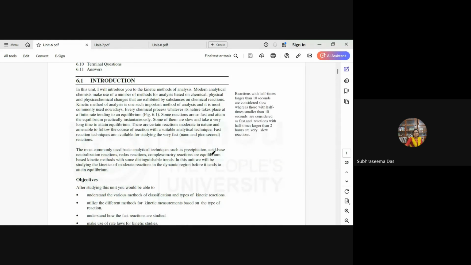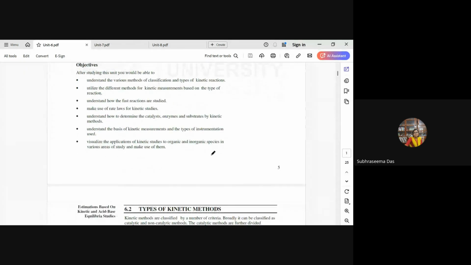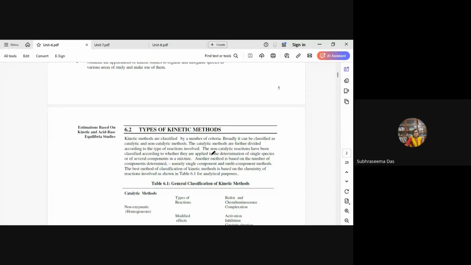So before going to the methods of analysis, we will first know what we mean by the kinetics of a reaction, the different types of kinetic methods and how they are calculated, the rate law, the rate equations, and then we will see how these kinetic methods or kinetic reactions are analyzed.